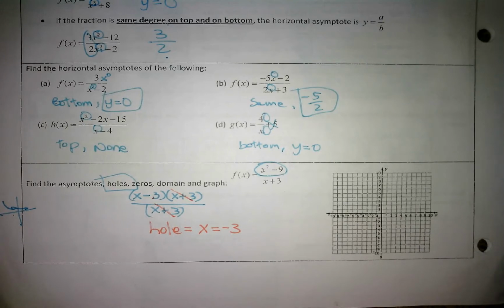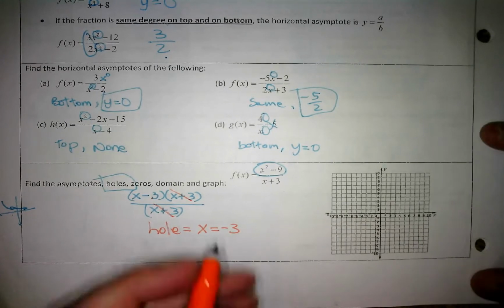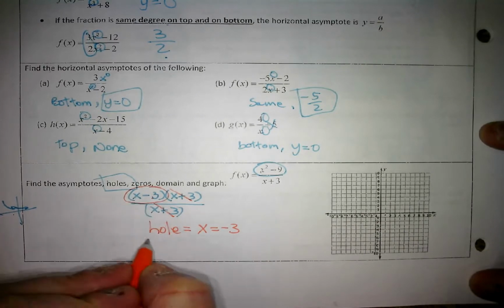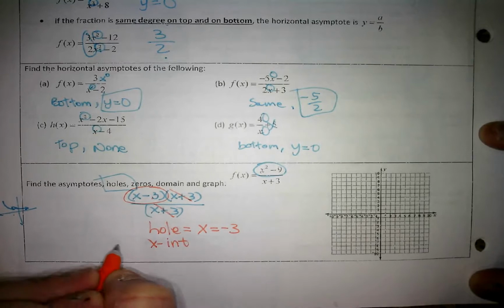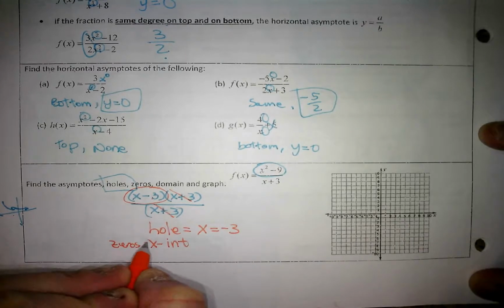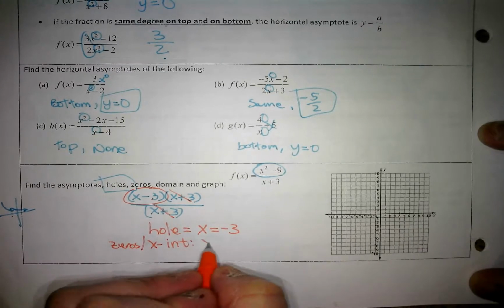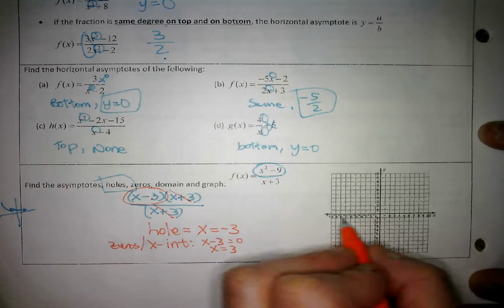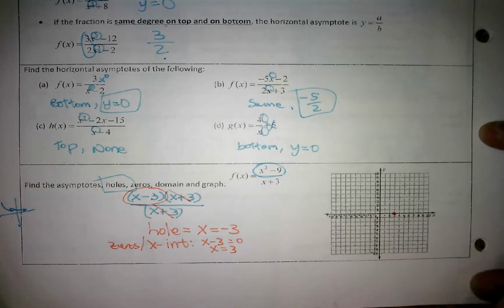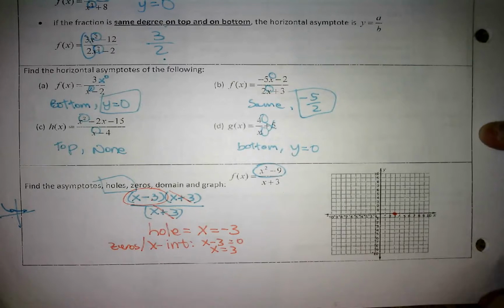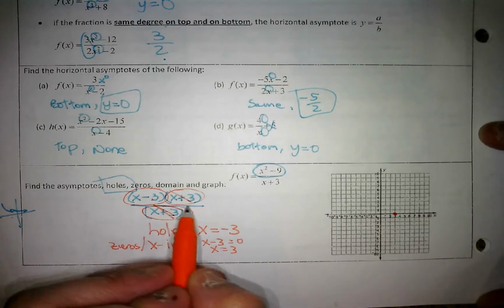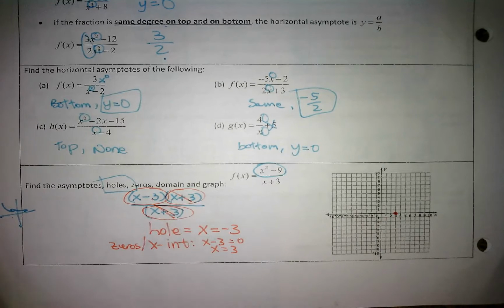Our zeros are where we set this equal to 0, our x-intercepts. Zeros, remember, they mean the same thing. We set this equal to 0 and we solve, so we get x equals 3. So at positive 3, there's an x-intercept. It does not look like there's any asymptotes. The reason is this canceled and became a hole. So before you check for vertical asymptotes, you need to look for holes.